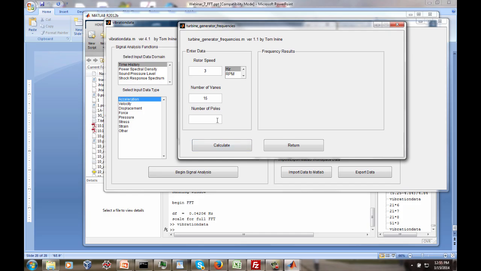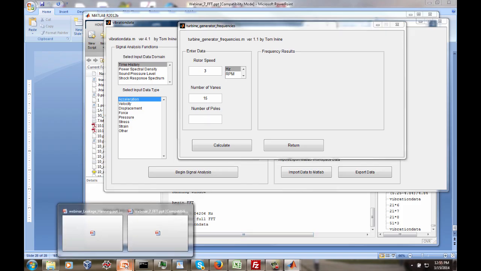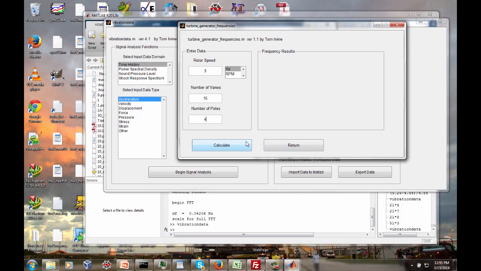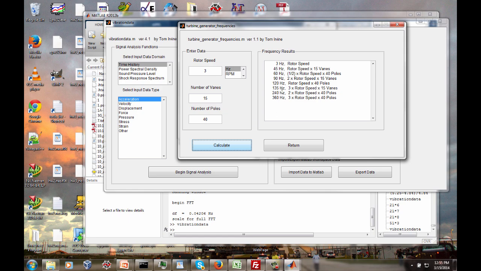We could also type in the number of poles. I don't think I had that information, or maybe I did. In fact, at this point I need to re-educate myself and go back and say, there were 40 poles. Okay, I should have noted that there was 40 poles for our generators. So this gives me a table of numbers.